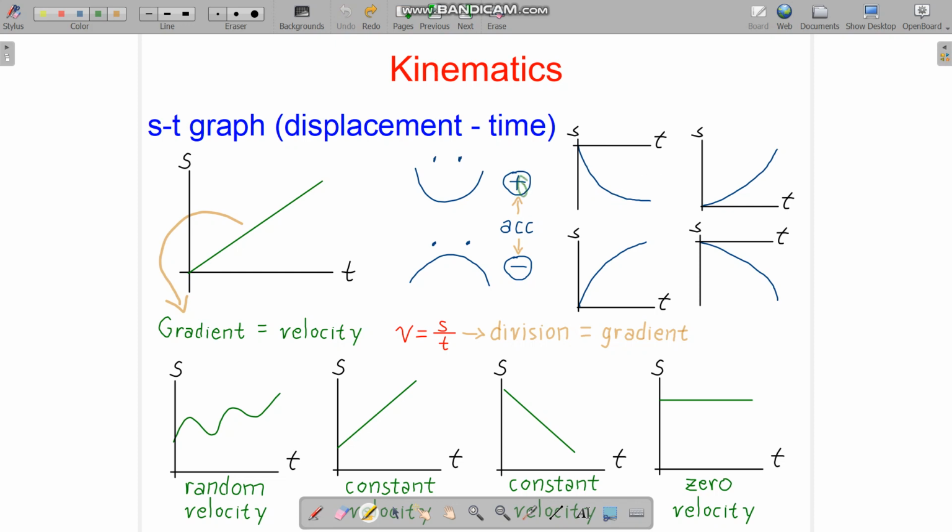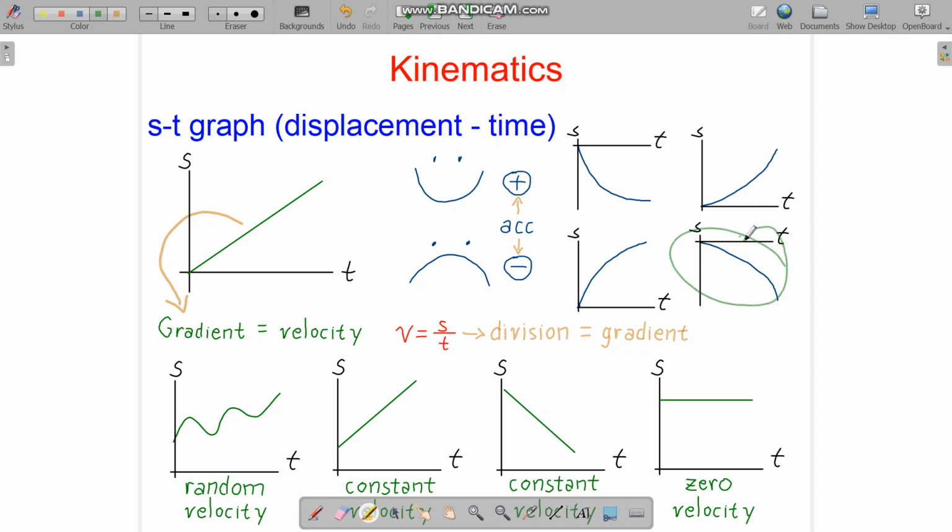So the acceleration is positive here, and this is also part of a smiley face. Here the velocity is smaller because the gradient is less steep, and then the gradient is steeper, so the velocity is increasing. And here it's part of a sad face, so this means we have negative acceleration because the gradient is steeper, so bigger velocity, and then the gradient is smaller, so we have a smaller velocity.